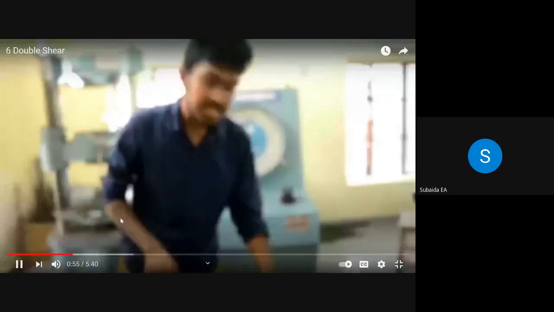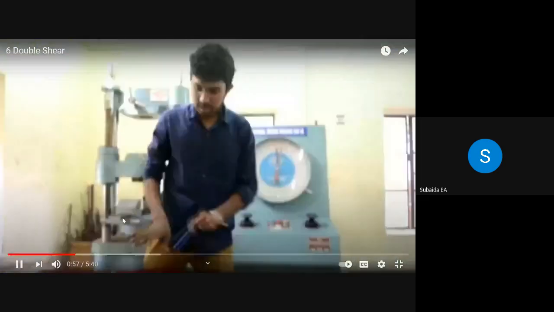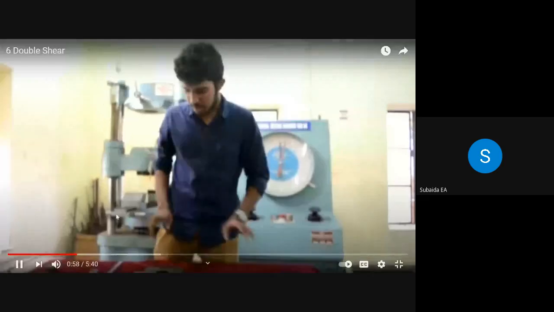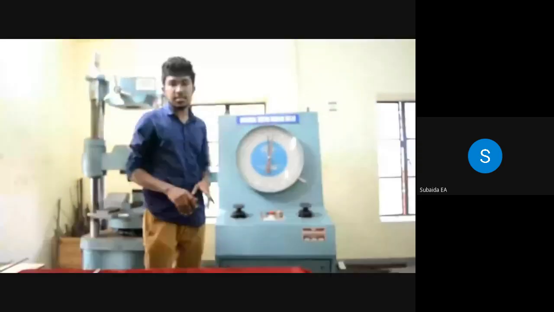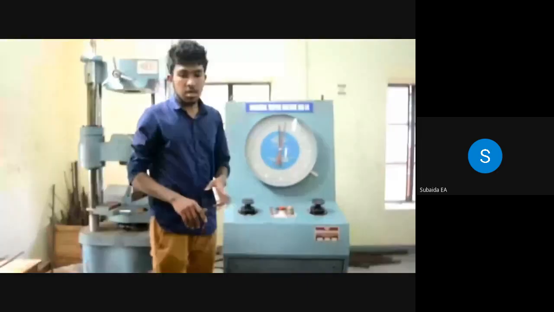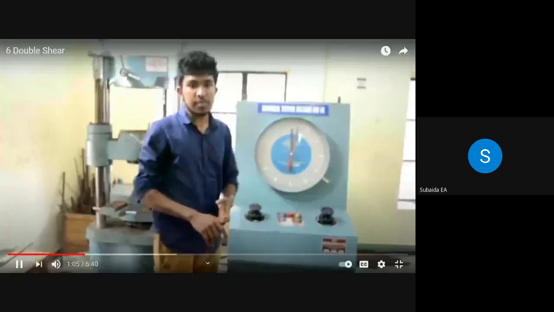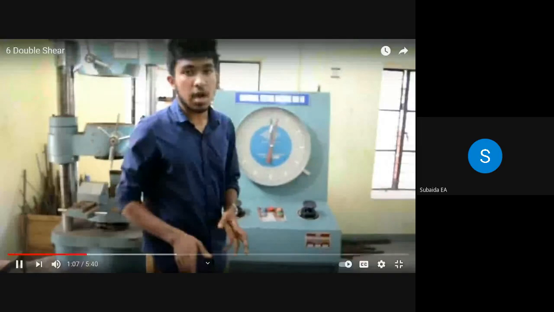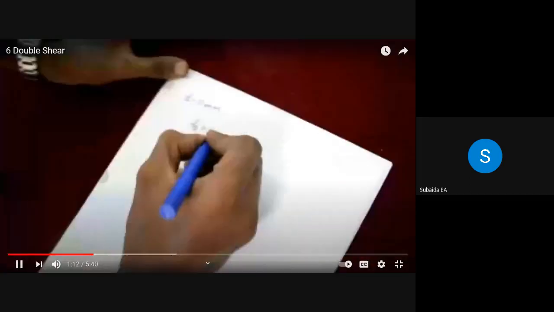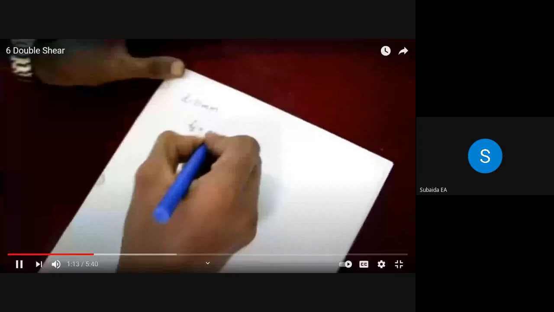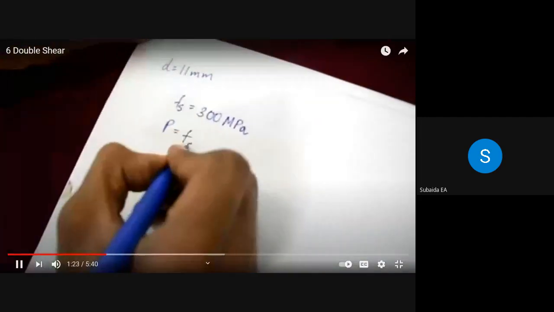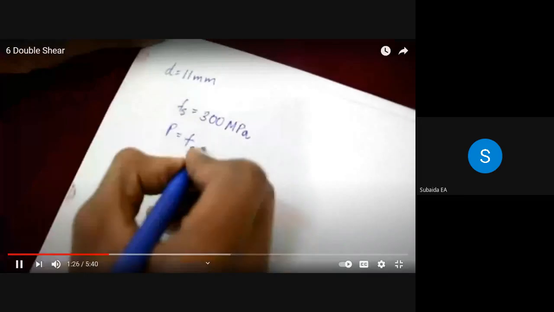Next, we use this diameter to tabulate the area of the test specimen. Next, we need to set the range for this universal testing machine. This range is determined by first assuming our ultimate shear strength as 300 megapascal, and the required load to be set onto the universal testing machine is equal to the load P, which is equal to the shear strength times twice the area of our test specimen.